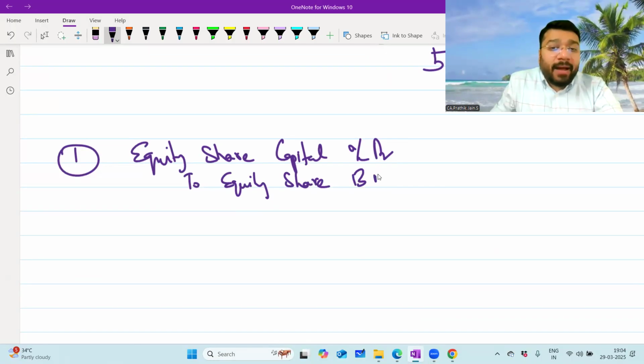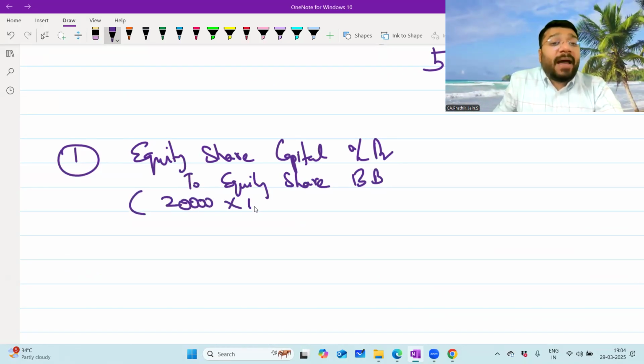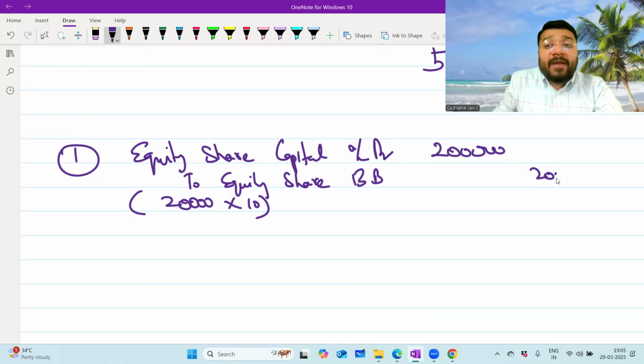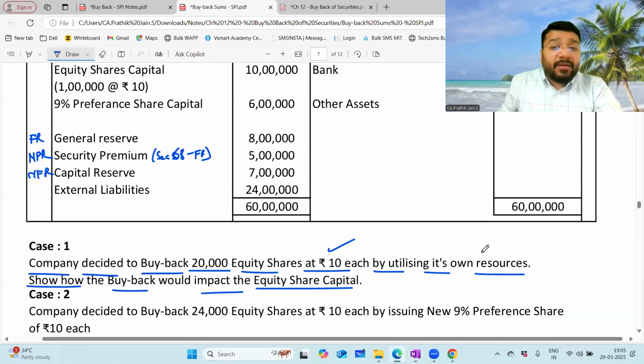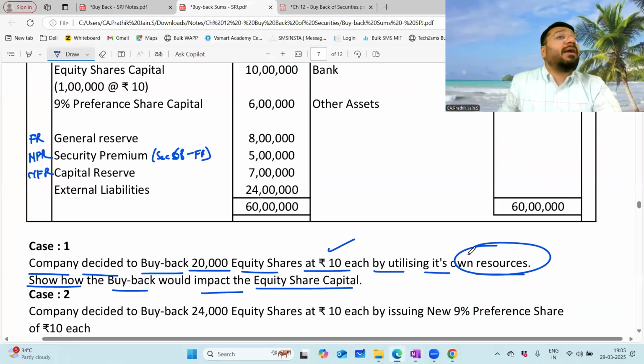Equity share buyback account. How many shares have been bought back? So 20,000 shares we are buying back at 10 rupees. So buyback price is 10 rupees, same 10 rupees face value. So how much is it? 2 lakh, 2 lakh. When I do this, my capital base is reducing. So to increase my capital base, what am I doing? I'm transferring the money from my own resources to CRR. Who is saying this? Section 68.